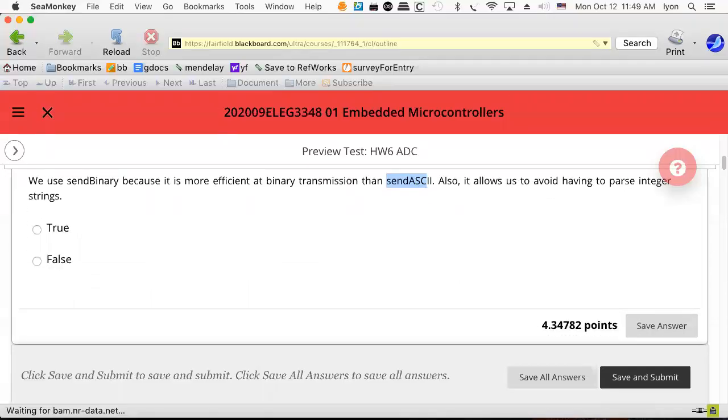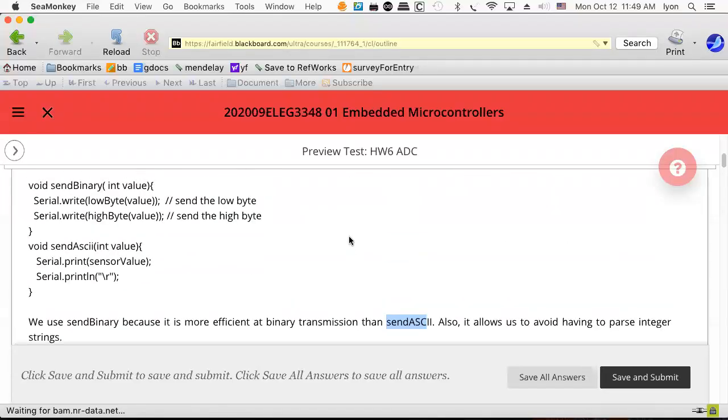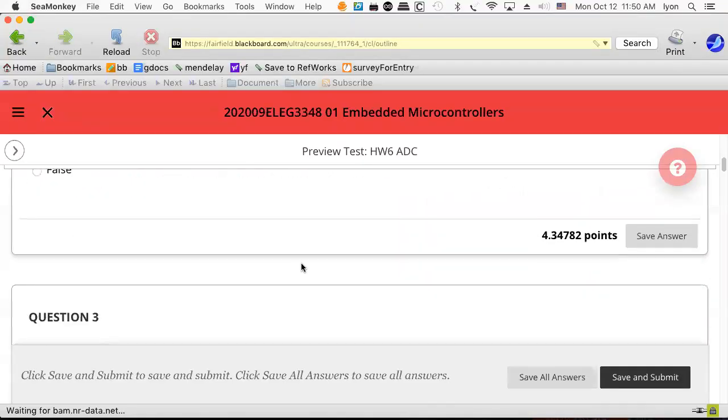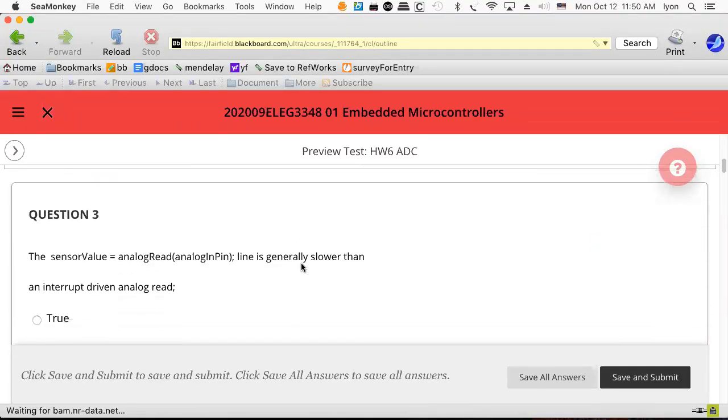So you guys tell me. Is it true or false? We use send binary because it's more efficient at binary transmission than send ASCII. Is that true? Yes, it is. That is true. Thank you. So here's another one, question 3.